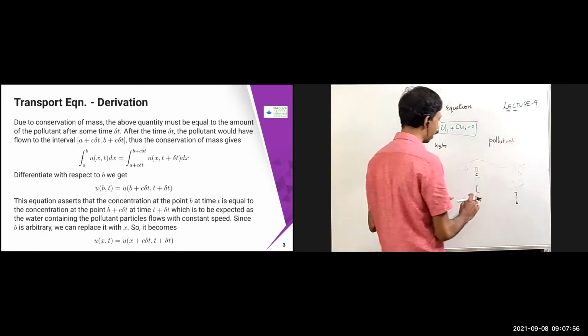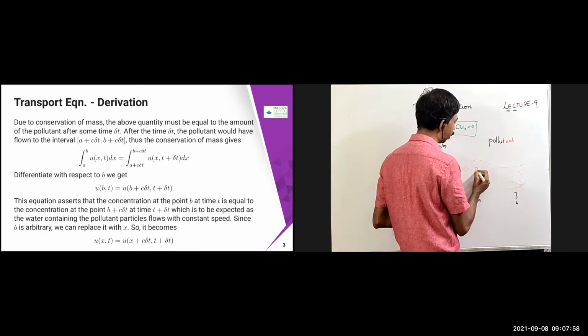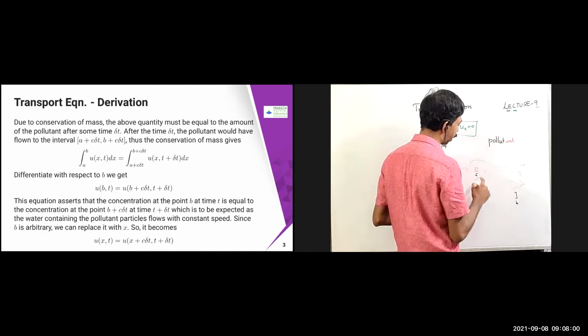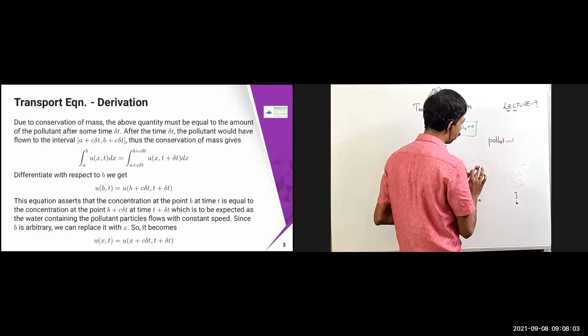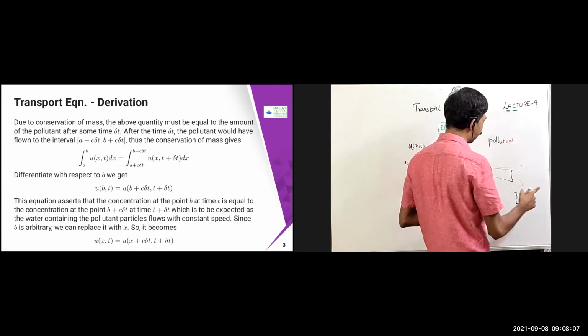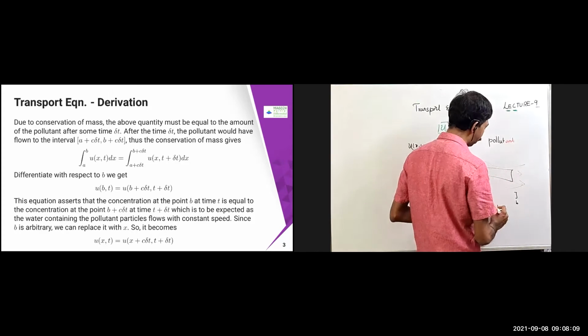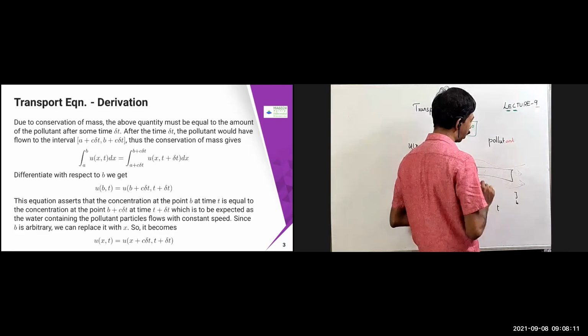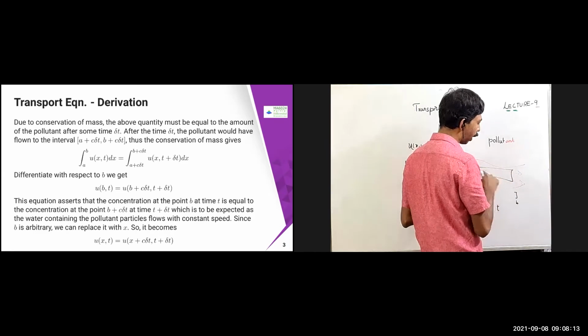So whatever it is there, at t it will be here. For example, at interval a comma b, I'm going to take. So there will be some pollutant in this interval. Now this is at the time t. At the time t there is some pollutant here. So you can see that I have shown some.